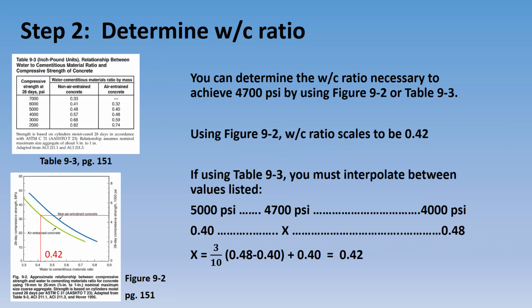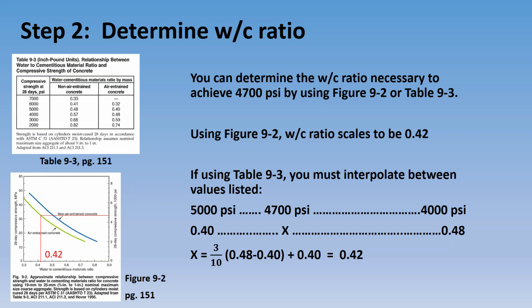Step 2 is to determine the water-cement ratio. And you can determine this two different ways. We do get the exact same results, so I'll just show you really quickly both ways. The first way is figure 9-2 on page 151. And we have two scales here. We have a metric scale on the left and our English units scale, PSI, on the right.